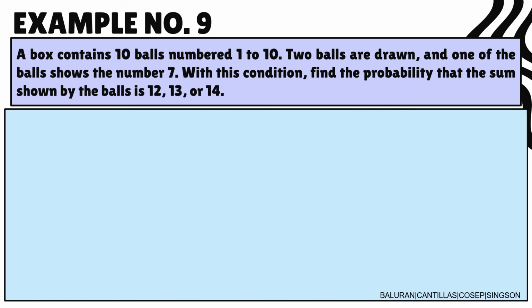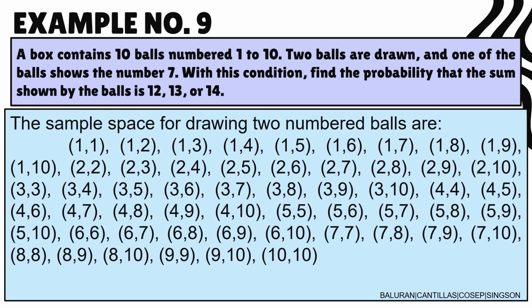Another example would be, a box contains 10 balls numbered 1 to 10. Two balls are drawn, and one of the balls shows the number 7. With this condition, find the probability that the sum shown by the balls is 12, 13, or 14. So first, we have to consider the sample space in drawing two numbered balls, and these are the following.